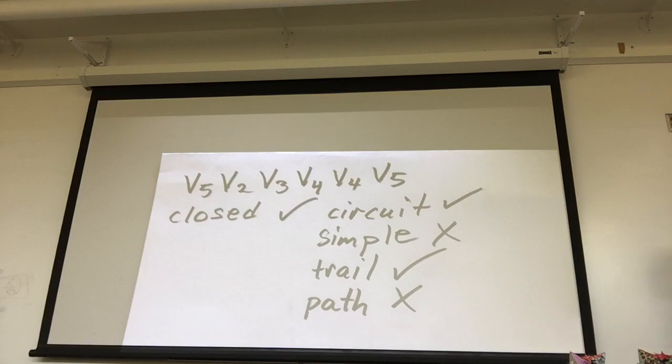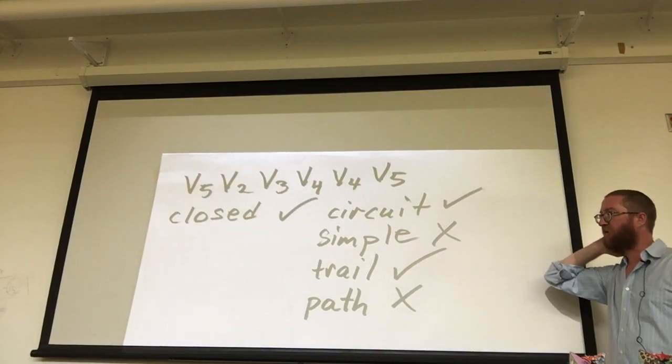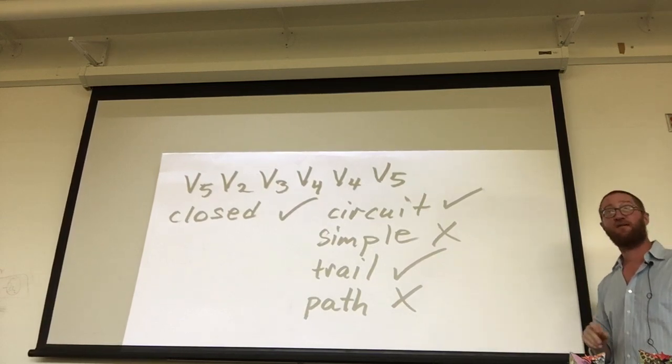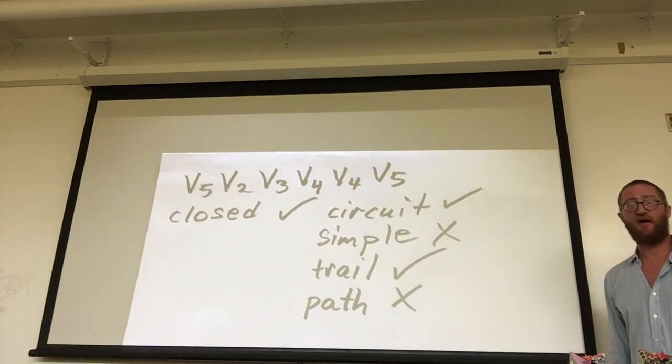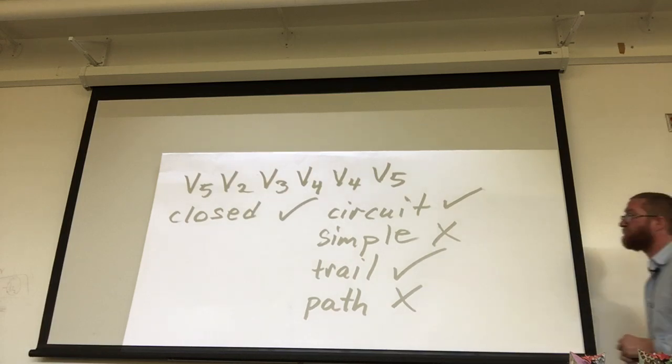And you might think there could be some type of analogy between circuits and simple circuits and trails and paths. Not really, though there is kind of one. A trail has no repeated edges, and a path just has no repeated vertices. A simple circuit would have no repeated vertices and no repeated edges, because it's a higher condition than just a circuit.